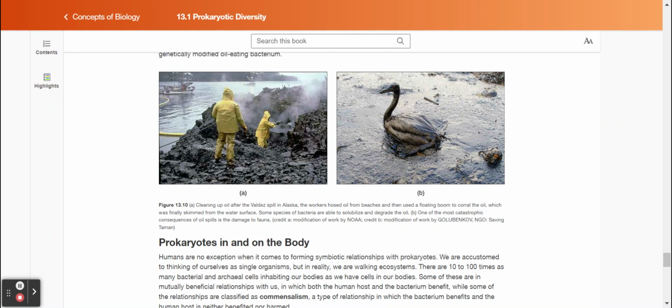Figure 13.10. On the left, cleaning up after the Valdez spill in Alaska, the workers hosed oil from beaches and then used a floating boom to corral the oil, which was finally skimmed from the water surface. Some species of bacteria are able to solubilize and degrade the oil. On the right, one of the most catastrophic consequences of oil spills is the damage to fauna.